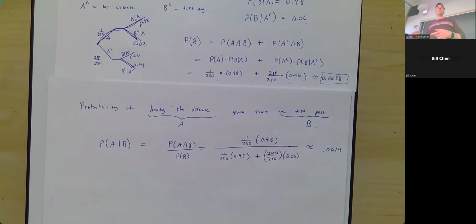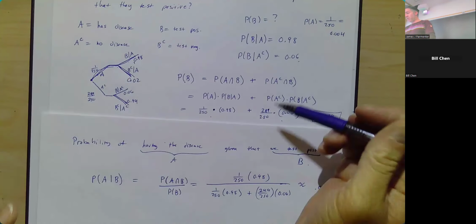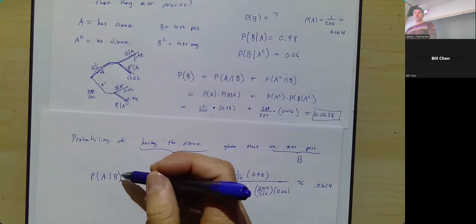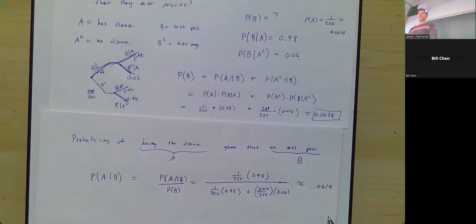So we'll talk more about this, and this is an example of Bayes' formula, where you're given some conditional probabilities and asked to find the reverse conditional probability. And this is the formula. I know we didn't write it out formally. We'll do that next time.